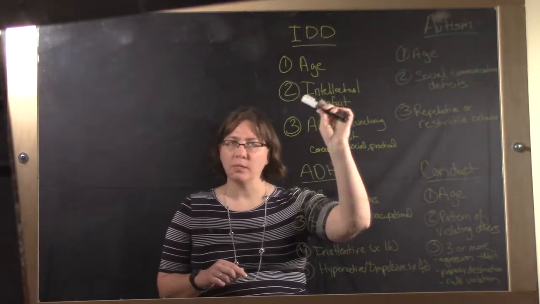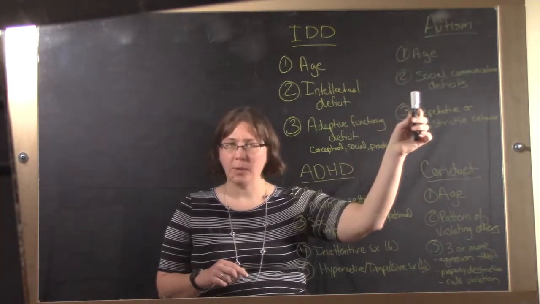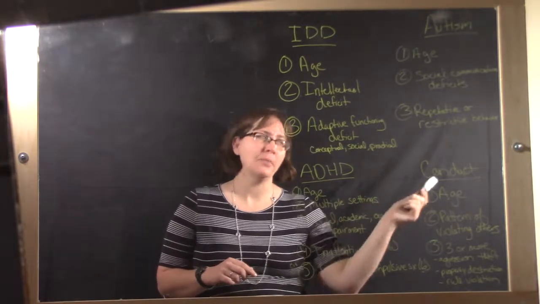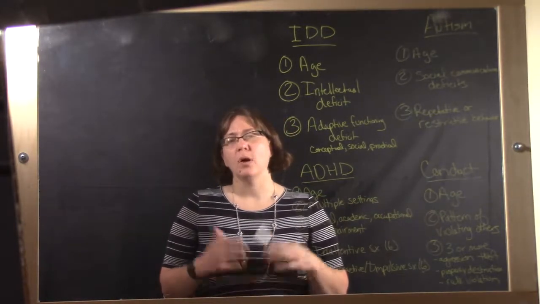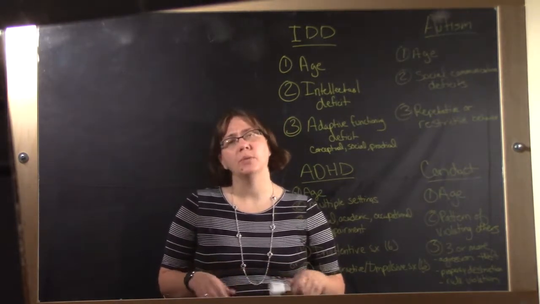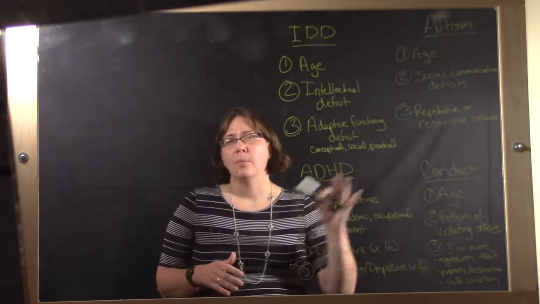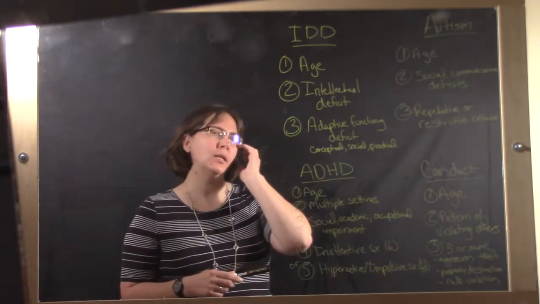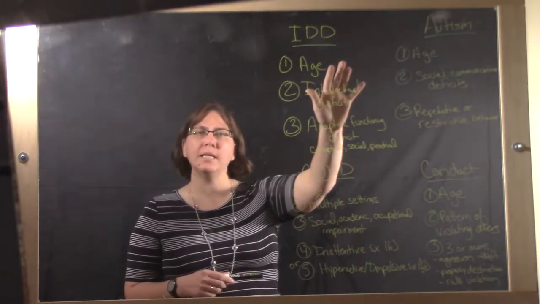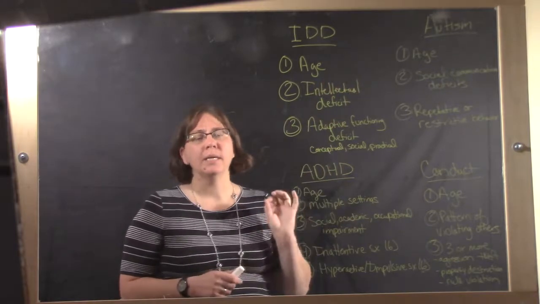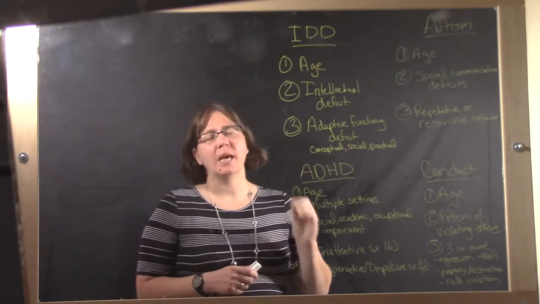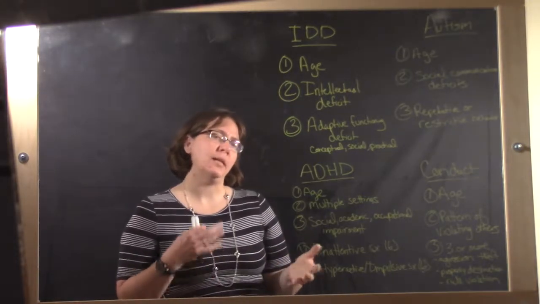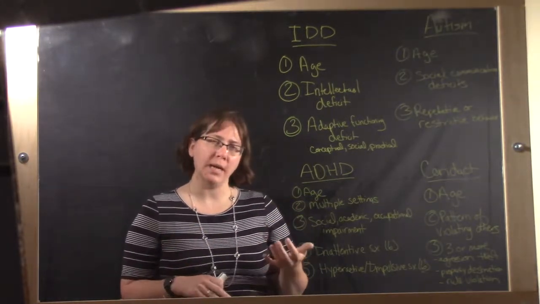IDD, which is intellectual developmental disorder, autism spectrum disorder, ADHD, attention deficit hyperactivity disorder, and conduct disorder. So there are a few other disorders within this chapter, including learning disorders and things like that, but I really want us to focus on these four. So again, criteria are listed here on the board. For IDD, the age component is that the deficit has to occur within a developmental period. It's written in this way because there's many different things that can cause IDD.